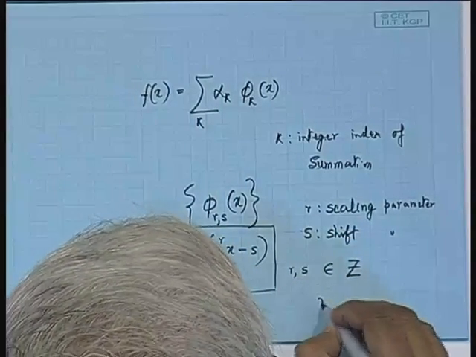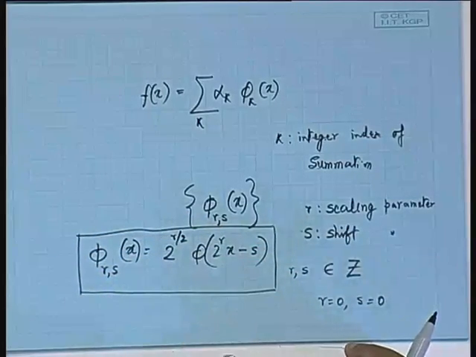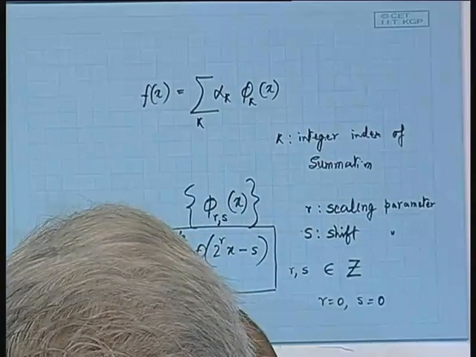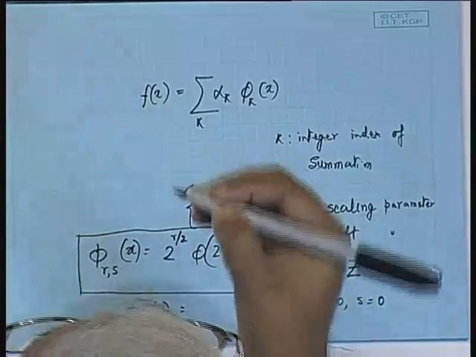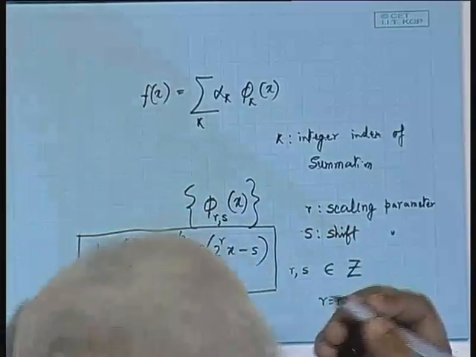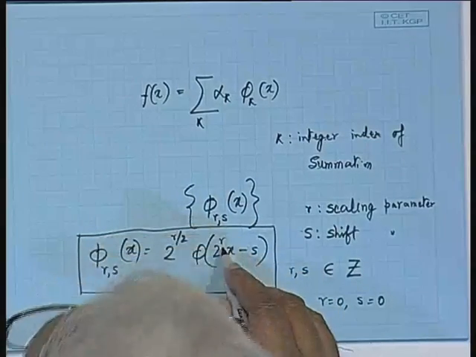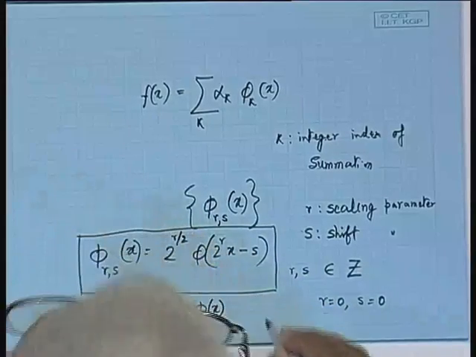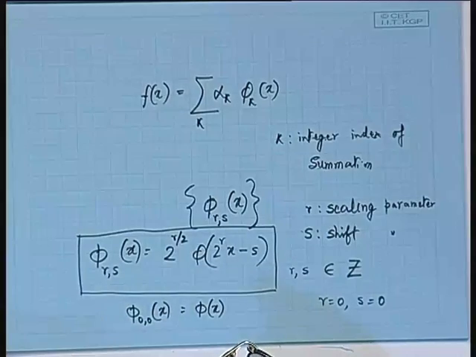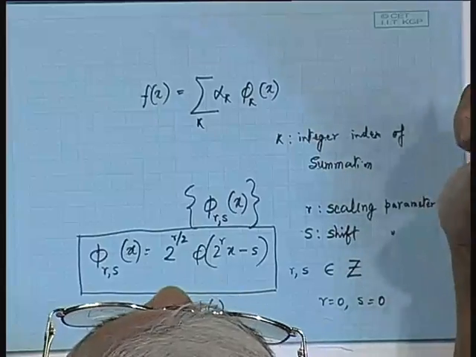Let us say we put r is equal to 0 and we put s is equal to 0, then what results is phi 0 0 x becomes equal to 2 to the power 0, which means 1, and phi of 2 to the power 0 x, and s is also 0. So, phi 0 0 x is nothing but phi x. So, what we are considering as a basic function is this phi of x. Let us say that this is our starting point.